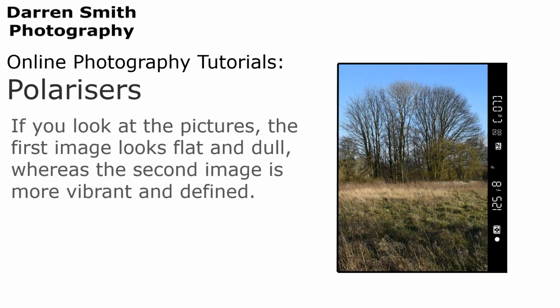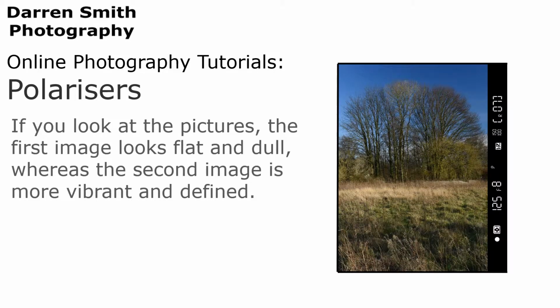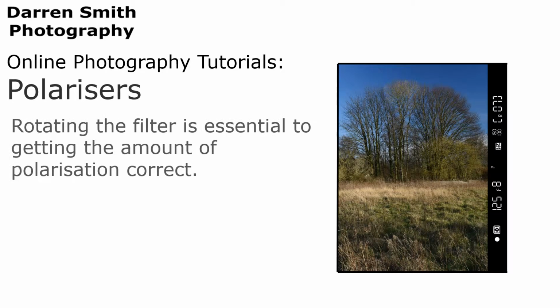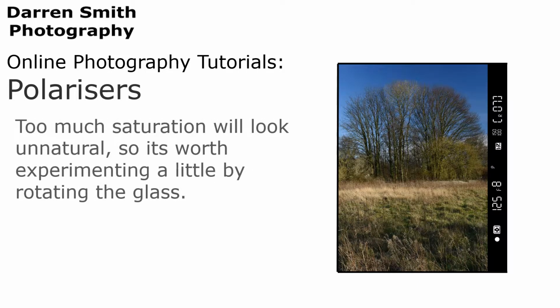If you look at these pictures, the first image looks flat and dull, whereas the second image is more vibrant and well defined. To use this filter, you must rotate it around the lens, and rotating the filter is essential to getting the amount of polarization correct. Too much saturation will look unnatural, so it's worth experimenting a little by rotating the glass.